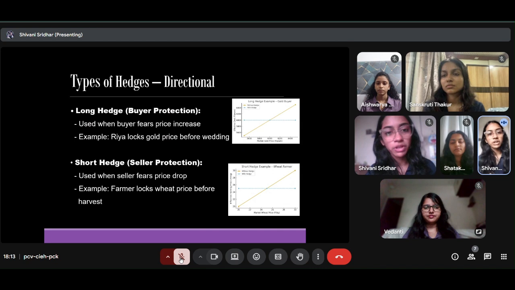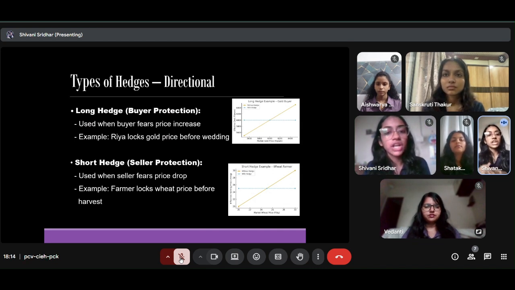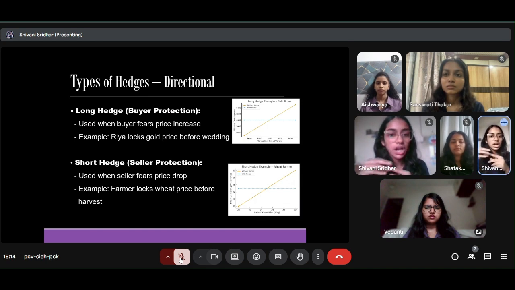Now let's talk about types of hedge based on accuracy. This type of hedge focuses on how accurately the hedge matches the exposure, that is, how effectively it offsets the risk. There are two types of hedges. First is the perfect hedge. A perfect hedge is one where the gain or loss of the hedge exactly offsets the loss or gain of the underlying asset. It eliminates the risk completely.